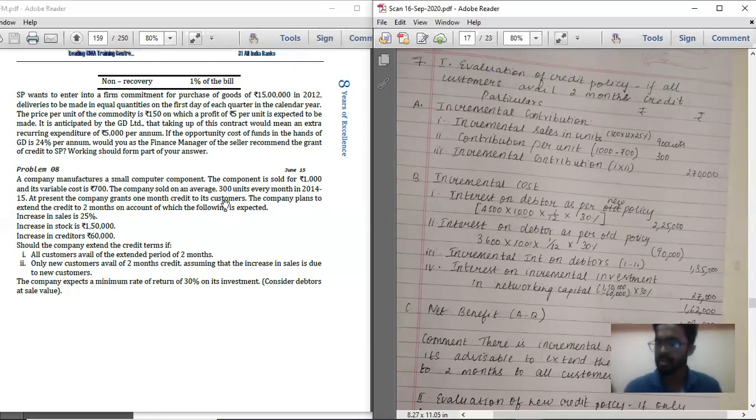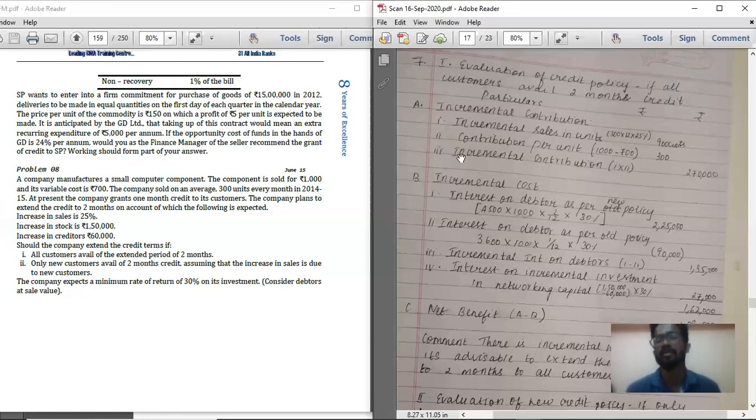Here, total sales is 300 into 12, that is, total sales is 3600 units. From this, the company is expecting an increase in sales of 25%. So the total increase in sales in units is 300 into 12 months into 25%. In the inner amount column put 900 units.